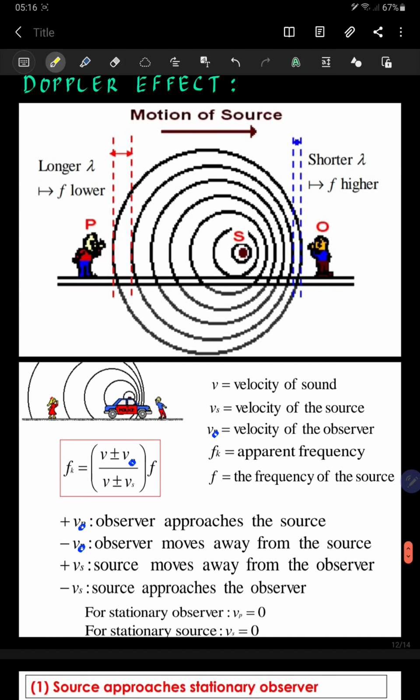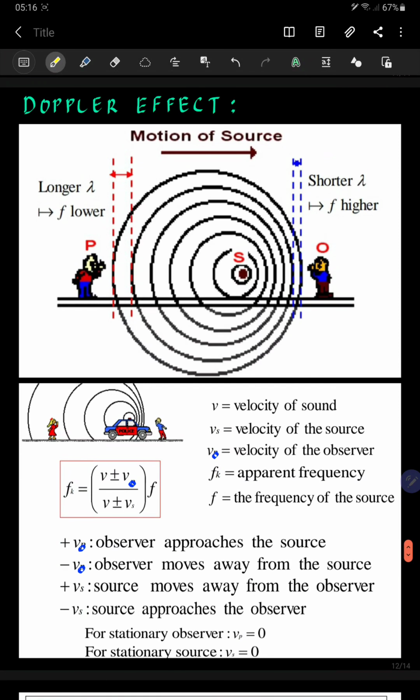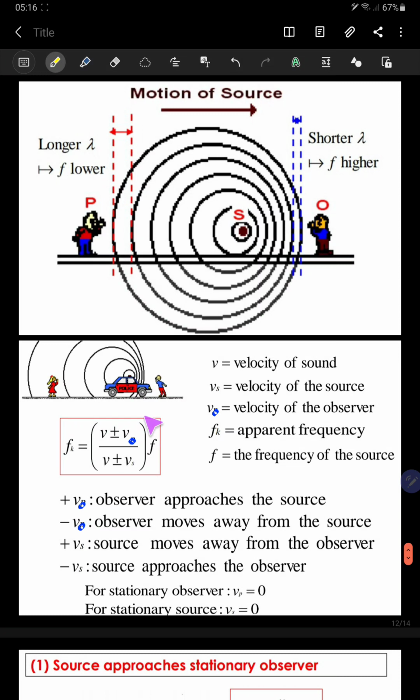Alright, so in this case, according to Mr. Doppler, the idea is to give you an equation, which is f', the apparent frequency. In Malay, it is frekuensi ketara, the apparent frequency. So the apparent frequency is equal to (v ± vo) over (v ∓ vs), where they are inverse, multiplied by f, the frequency of the source.